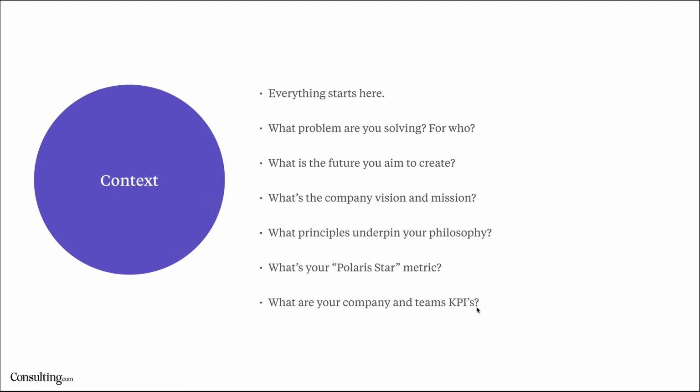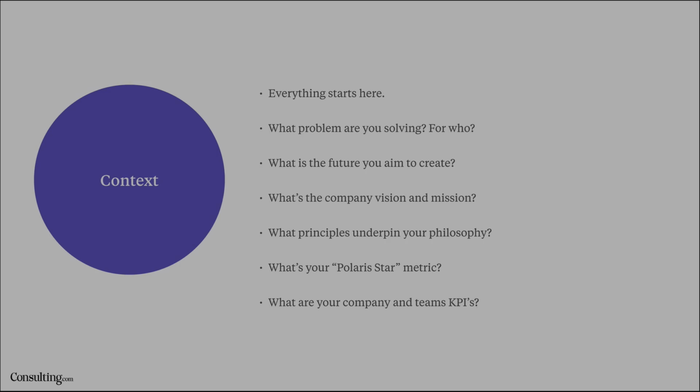And you want to start here and really think clearly about this first. And you want to define these things and you want to write them down.